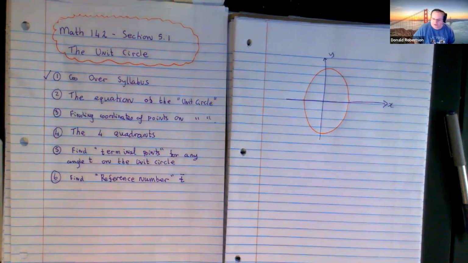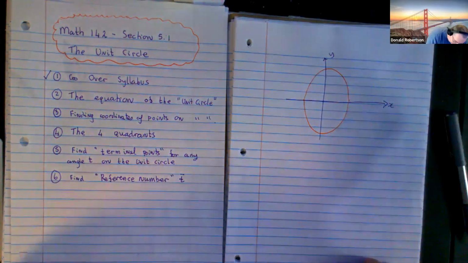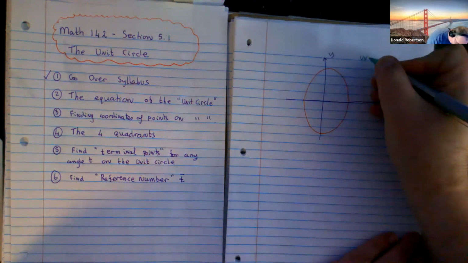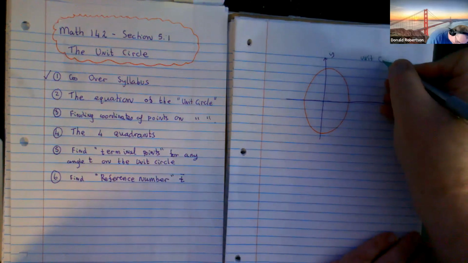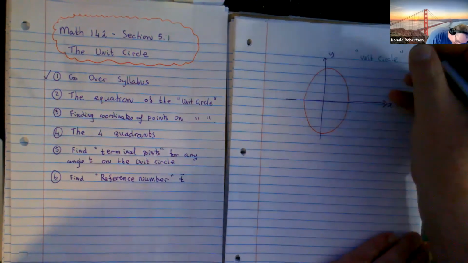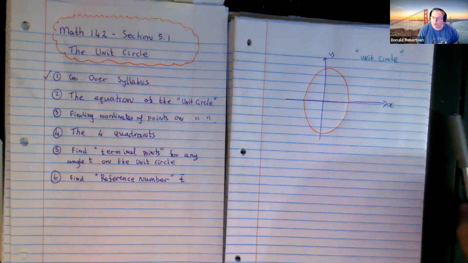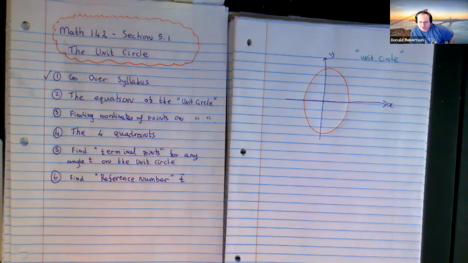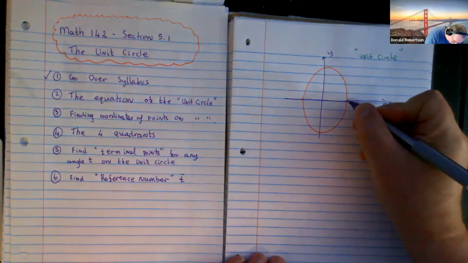Can you pretend that's a circle? It's as good as you're going to get with me. And we're going to look at what's called the unit circle. In trig, the unit circle is a biggie. It's very useful. And basically, it's a circle whose radius is 1.